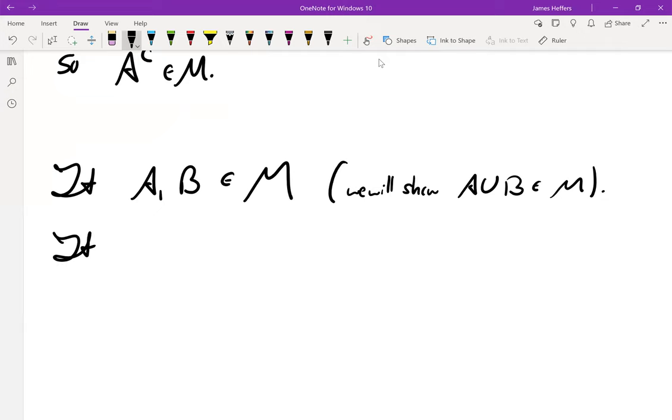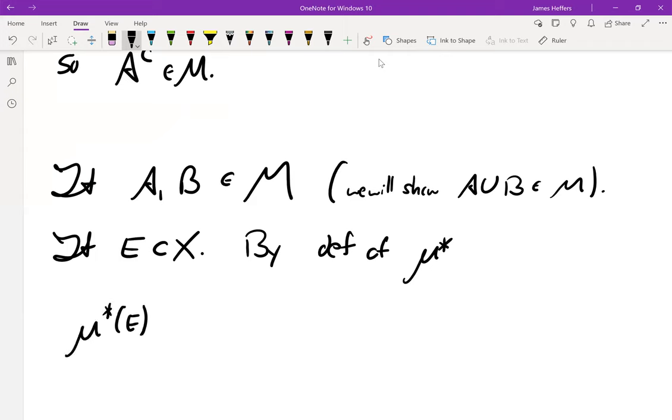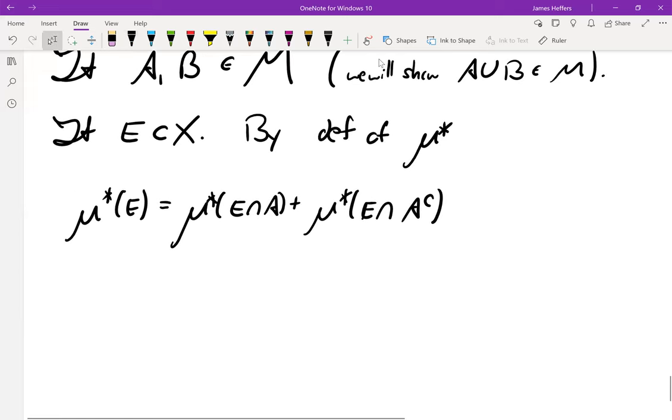So we will also let E just be some arbitrary subset of X. So by the definition of mu star measurable, we have that mu star of E is going to be mu star of E intersect A plus mu star of E intersect A complement. And now you're wondering, well, where does this B come into play? Well, now we're going to hit both of these with both B and B complement. So we're going to actually end up splitting this into the sum of four things. So let me go to a new line to make sure we have enough space.